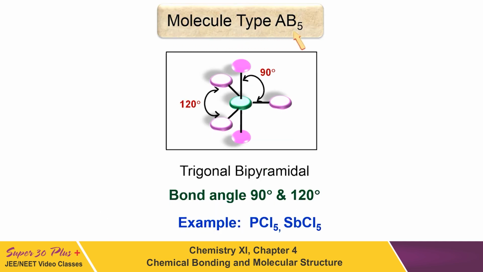Then molecule AB5. In AB5, there is a formation of 5 bonds, and these 5 bonds arrange themselves exactly like in this picture. These 3 bonds at the apex of a triangle remain in one plane, and there is another bond above the plane and another bond below the plane. So now this shape is not 2-dimensional anymore, it becomes a 3-dimensional shape. Bond angles are 90 degrees and 120 degrees. Examples are PCl5 and SbCl5.